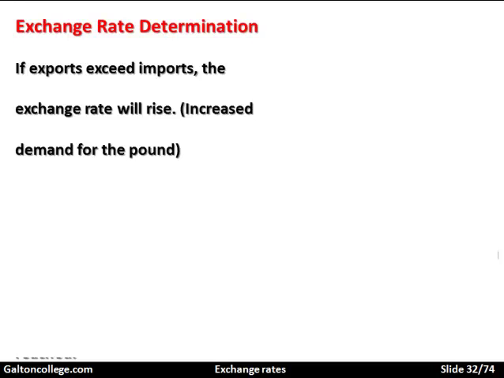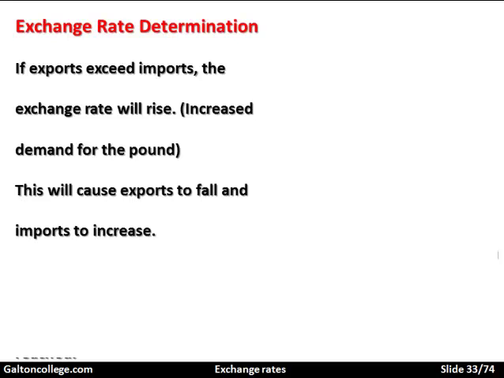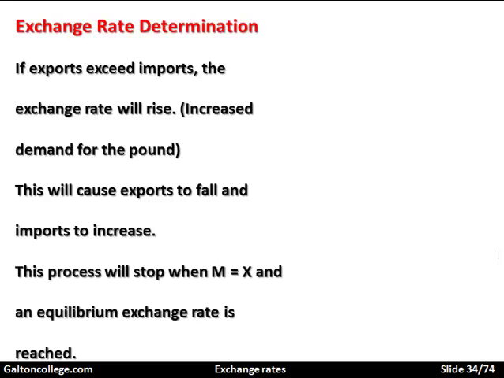If exports exceed imports, the exchange rate will rise. There'll be an increased demand for pounds. So if exports are more than imports, then foreign central banks will be looking for, let's say, pounds, and there'll be an increased demand for the pound. This will cause exports to fall and imports to increase. The process will stop when M equals X, when imports equals exports, and an equilibrium exchange rate is reached again.